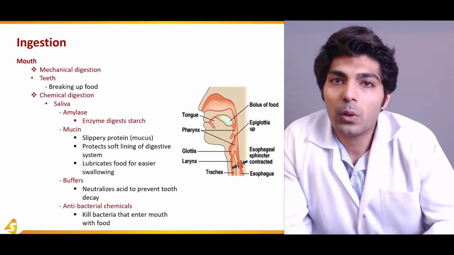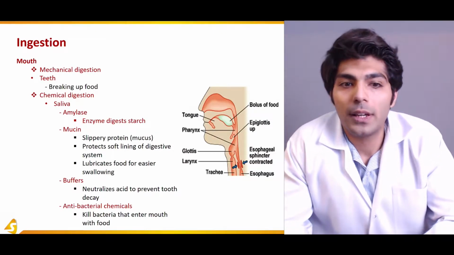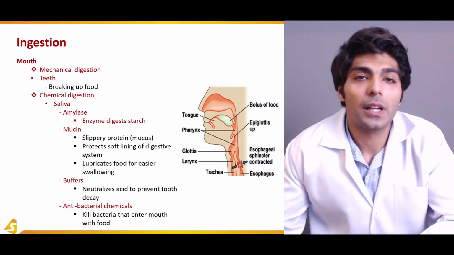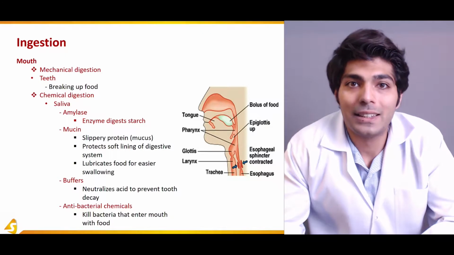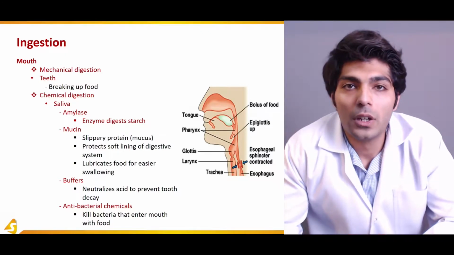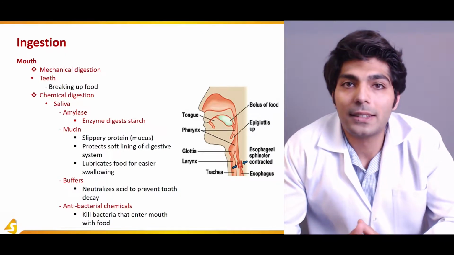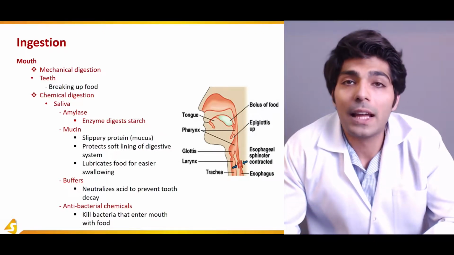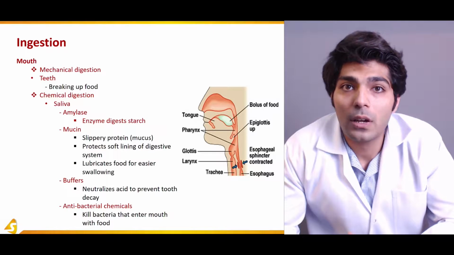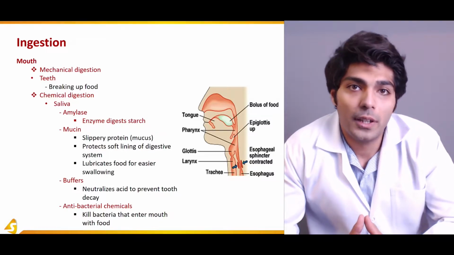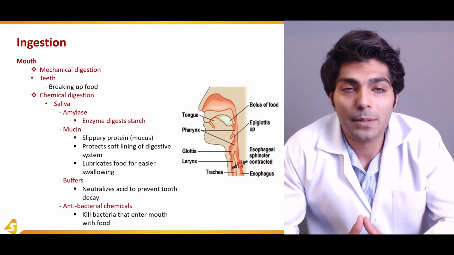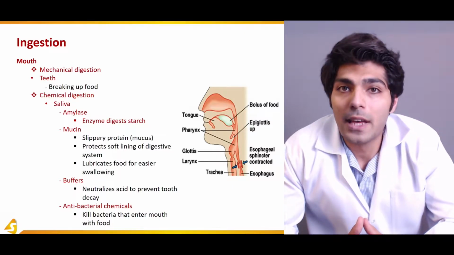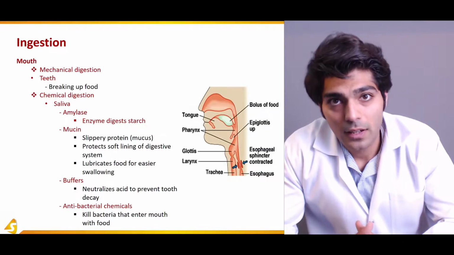So to begin with, once the food enters the mouth, there is some mechanical digestion, that is by teeth, by the breaking of food, by the crushing of food into smaller pieces. There is chemical digestion with the help of saliva. Salivary enzymes are present which further digest the food into more digestible forms. That is amylase, which is an enzyme that digests starch.